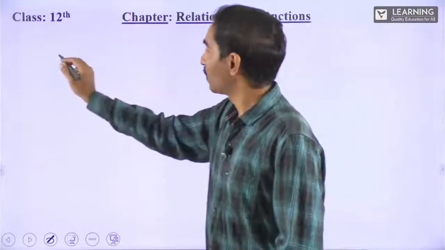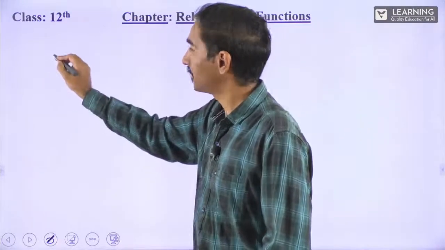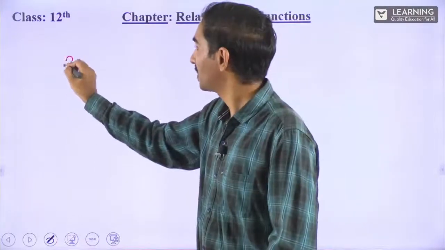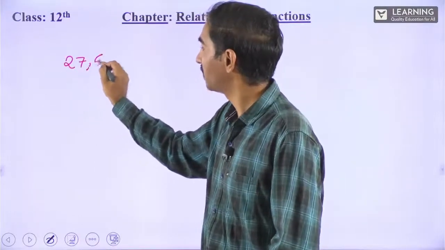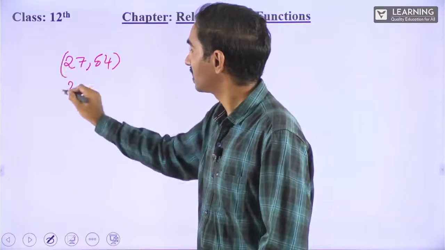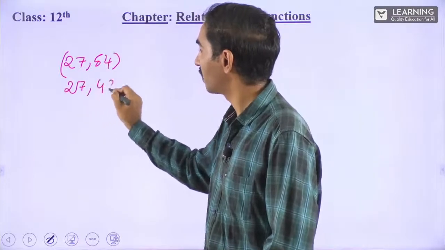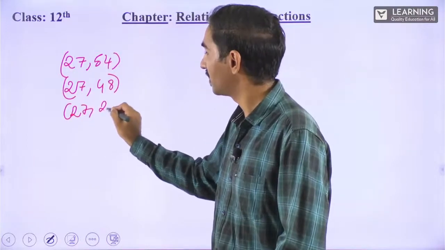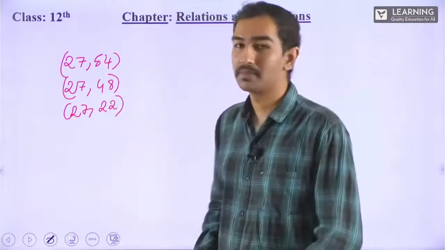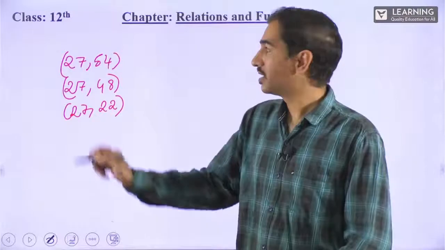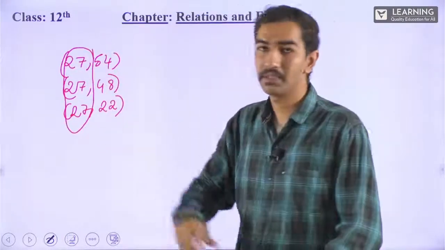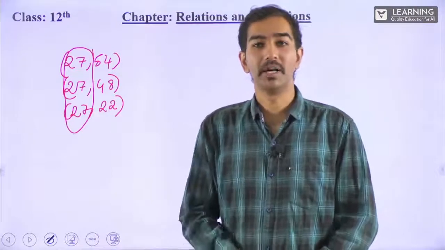For example, students, what I said about relations, we'll take an example of the relationship between mom, son, dad and all. So here the son was 27, dad was 54. Next, son was 27, mom was 48, and the same guy with his brother, 27 and 22. So what you have to observe here is these things. These are the same.